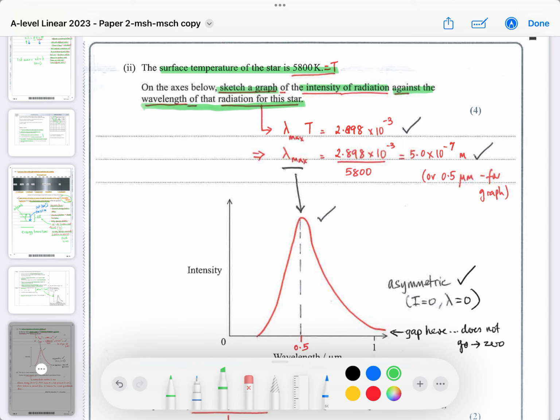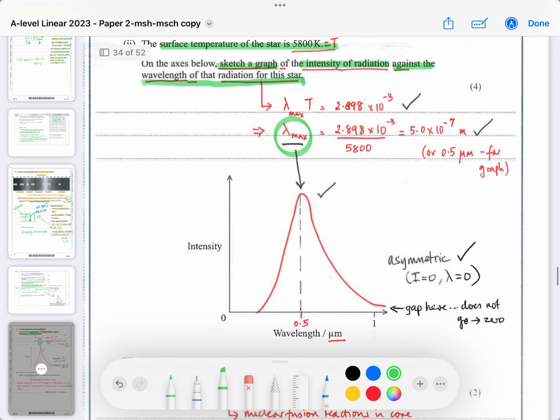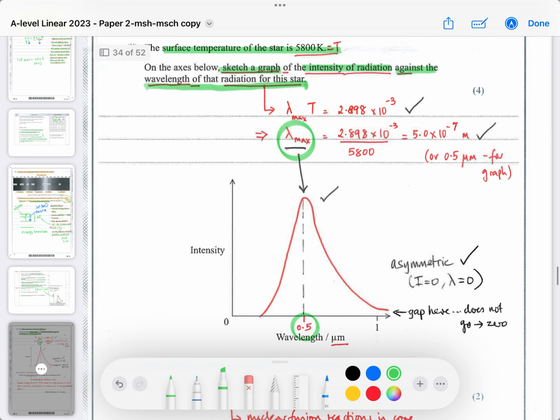Obviously, stars do not just emit one wavelength. They emit a range of wavelengths, and the peak wavelength that they're giving off corresponds to the surface temperature of the luminous object. So the maximum wavelength can then be worked out as being 0.5 nanometers. I don't know where we got that from. Oh yes, we calculate that. So they want you to put that on the graph to get the final mark.